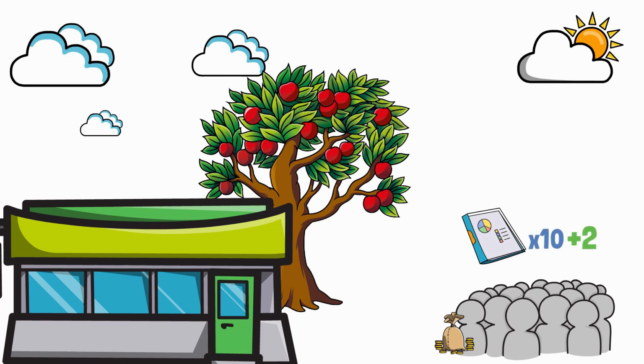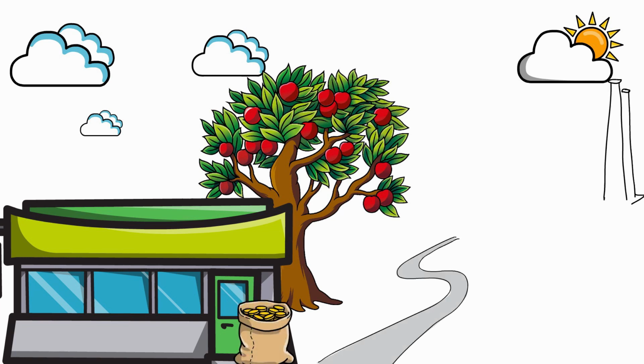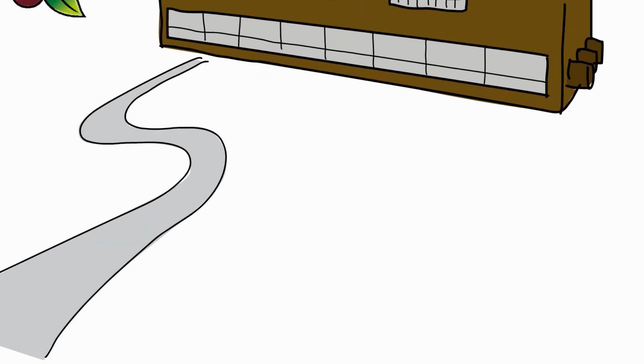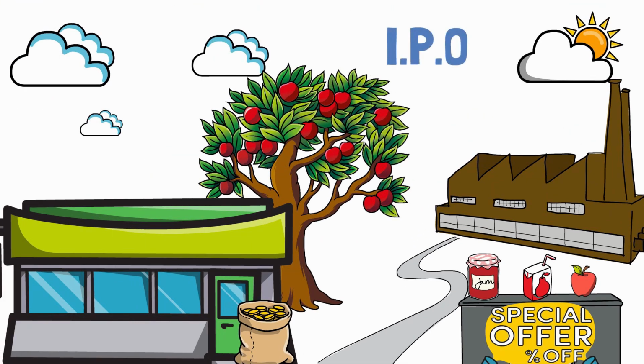Regardless of which path you choose, you would have gotten the cash you needed to expand your company. So you build a factory to start making apple juices and jams, in addition to continue selling your apples. At that point, you would have been an IPO.